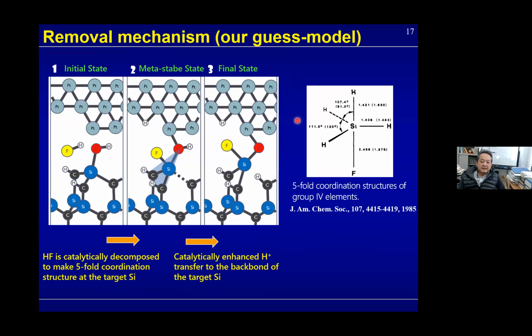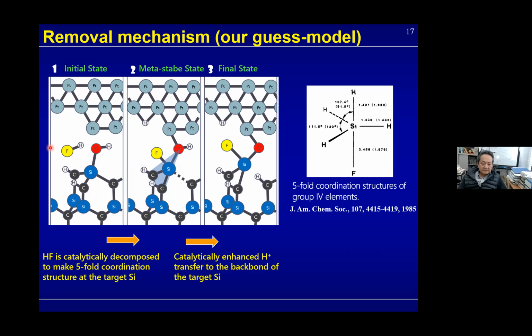So I'd like to talk about the removal mechanism of this method. Our guess model is here. This is the platinum catalyst, and this is silicon carbide. And as you can see, the CARE process surface has step and terrace structure. So the removal mechanism is step flow. So the silicon removal at the step edge is more essential in this case. So we checked the etching process at the step edge. And in this case, this is the initial state.